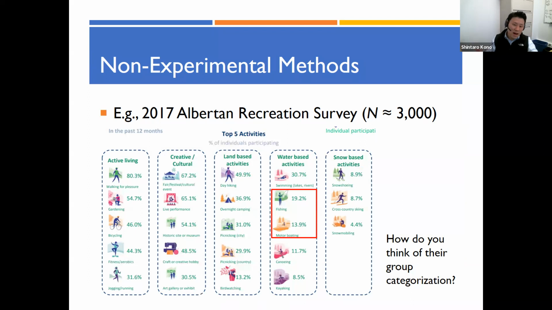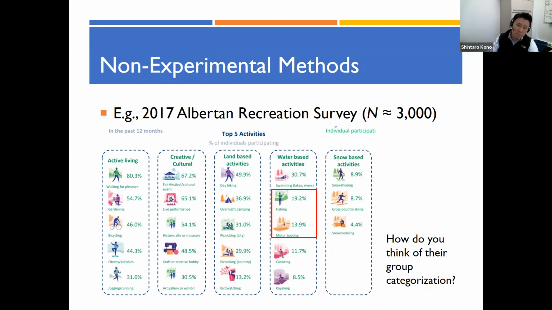So this survey also categorized different activities: active living, creative and cultural, land-based activity, and water-based activity categories. How do you think about this category though? There's swimming, then fishing, motorboating, canoeing, kayaking. Do you see these activities similarly, or are they different things to an extent? Especially fishing seems a little odd, but maybe that's just me.